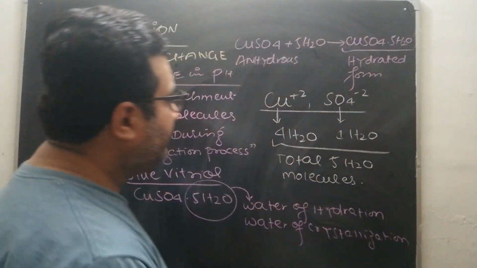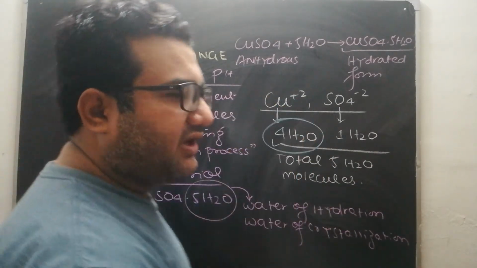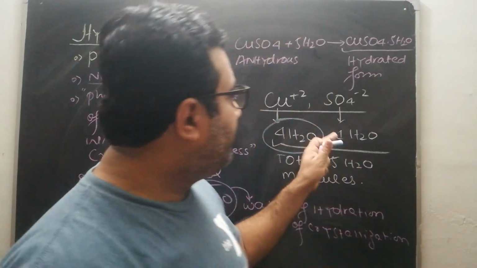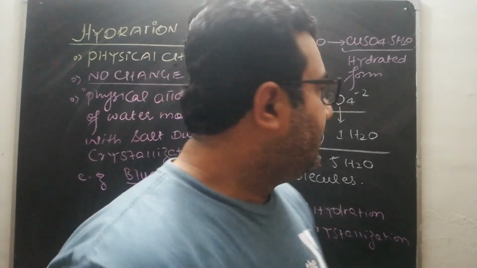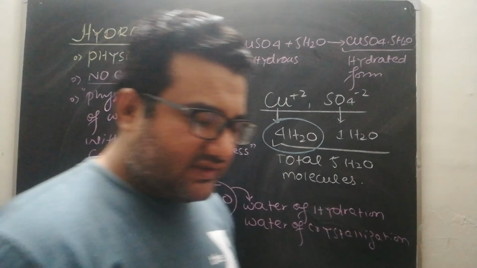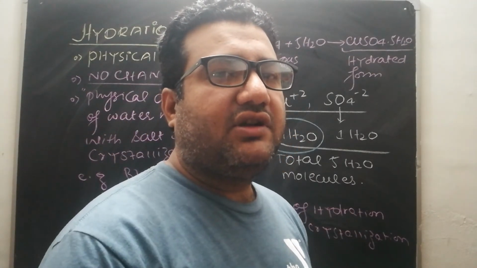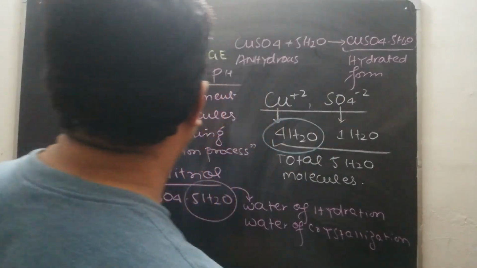First of all, let me tell you one thing, that these 4 water molecules are attached to the copper ion through coordinate covalent bond or dative bond, and this 1 water molecule attaches with the sulfate ion through hydrogen bond. So there are a total of 5 water molecules that attach with it. There is a question: why do more water molecules attach with the copper ions and fewer molecules attach with the sulfate ion?